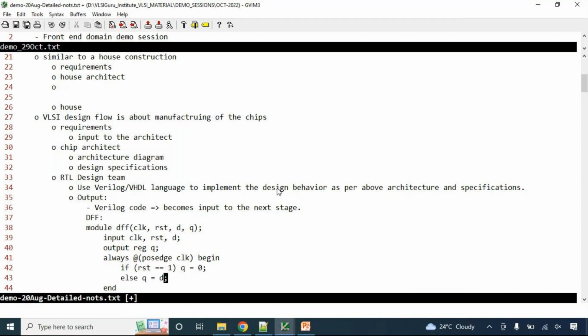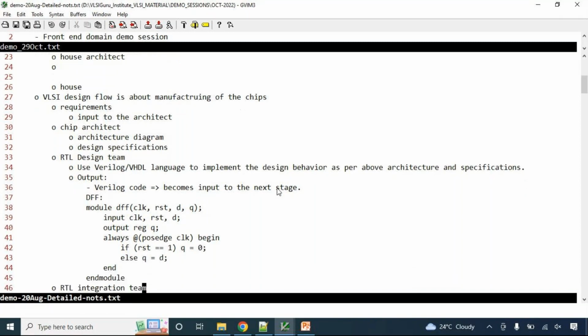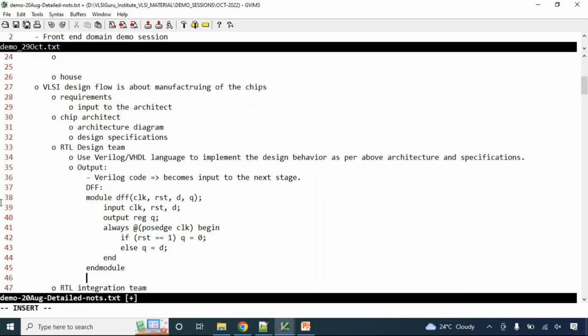Some of you who are completely new to Verilog probably may not understand this. Don't worry, when we go to Verilog, we'll teach everything from basics. I'm just trying to give you a simple example. What it means is, if the architect tells me that I want to implement a D flip flop, he will tell me how the D flip flop will behave. So this person, the RTL design team, will develop this kind of code.